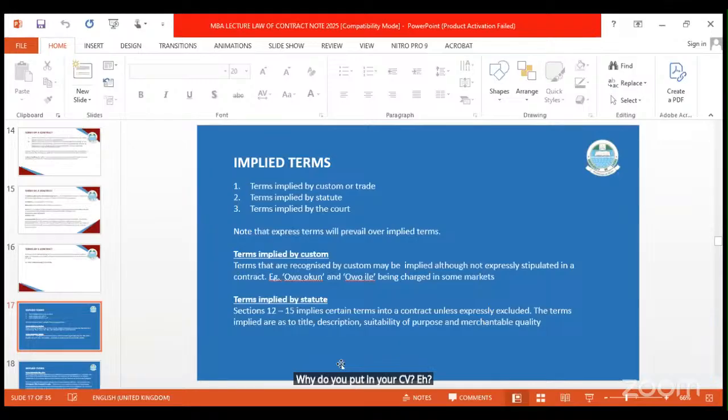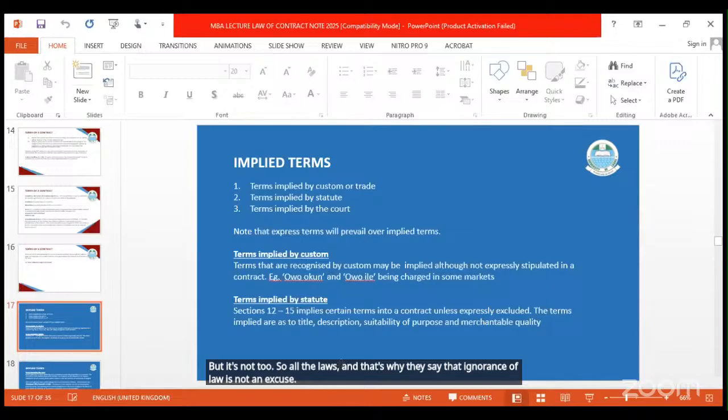Oh, merchantability. So something that is new should work as a new thing, right? There are so many of those things implied by statute. So all the laws, and that's why they say that ignorance of law is not an excuse. All the laws are enacted in Nigeria, all the laws are enacted in all the 36 states of the federation, all the laws are enacted by National Assembly. It's presumed that all of you in this class, you know all those laws.